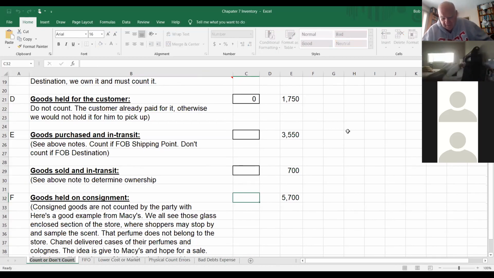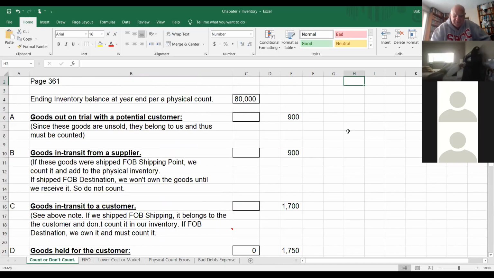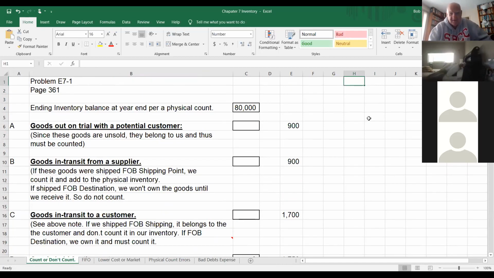Look at this one. I love this. This is in your book, I believe. And I'd like to talk about it just a bit. This comes right out of your book, E71, I believe. The chapter doesn't really talk about this very much, yet they have this rather large problem. And I'm going to take you on a very entertaining discussion here for a little while, and then we'll get out of here. You took a physical inventory count at your store, and you counted $80,000, okay? But there's some loose ends we've got to look at.